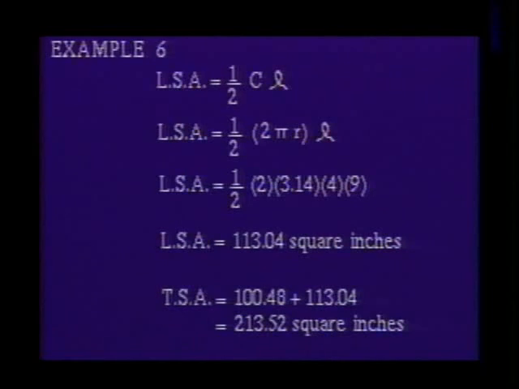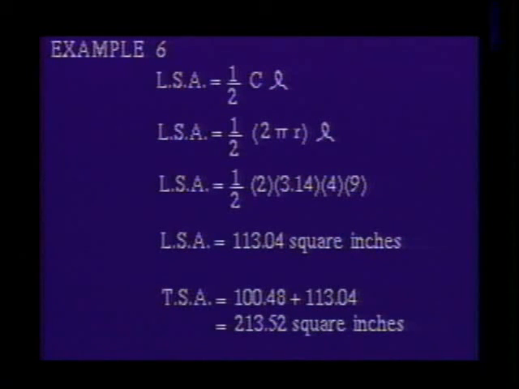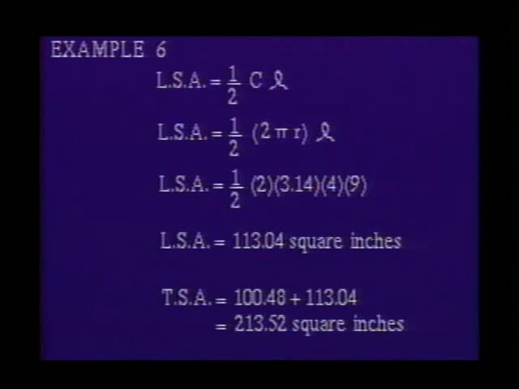The last step is to add the surface area of the hemisphere and the lateral surface area of the cone. Thus, the total surface area of the entire figure is 148 plus 113.04, which is equal to 261.04 square inches.